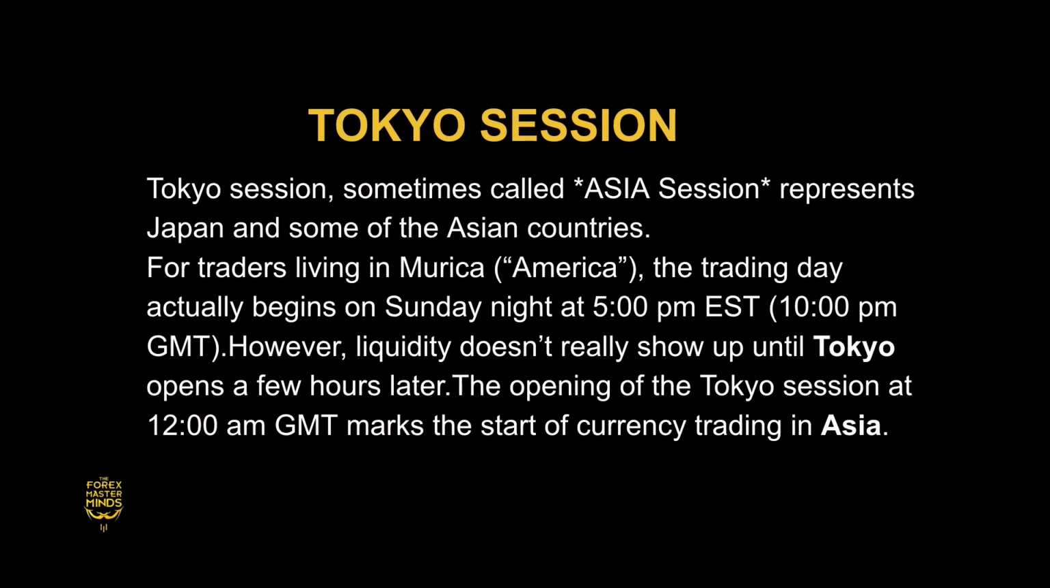The Tokyo session, sometimes called the Asia session, represents Japan and some of the Asian countries. For traders living in America, the trading day actually begins on Sunday nights at 5 p.m. EST, that's 10 p.m. GMT. However, liquidity doesn't really show up until Tokyo opens a few hours later. The opening of the Tokyo session at 12 a.m. GMT marks the start of currency trading in Asia.